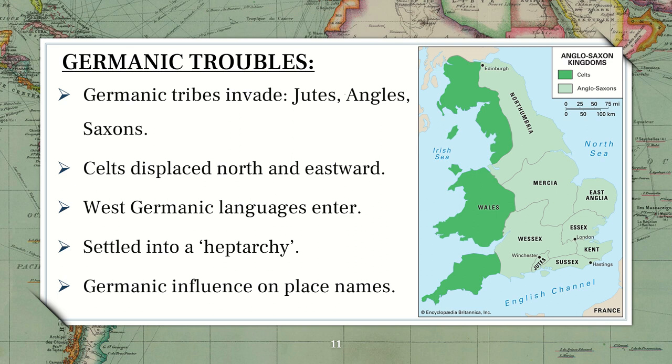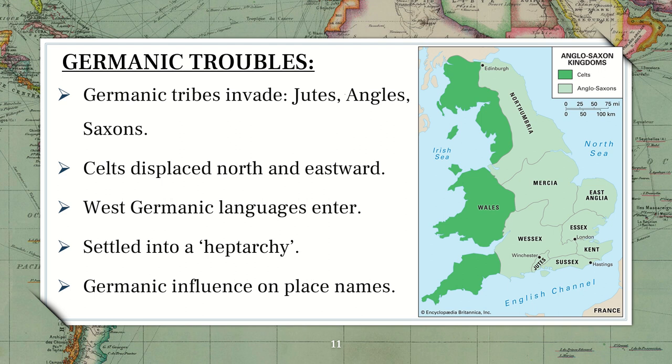Along with another two Germanic tribes called the Angles and the Saxons, they invaded and pushed the Celts into what is today Wales, Scotland, and Ireland. The West Germanic languages entered this way, and this is essential because the West Germanic is the branch from which English was born.